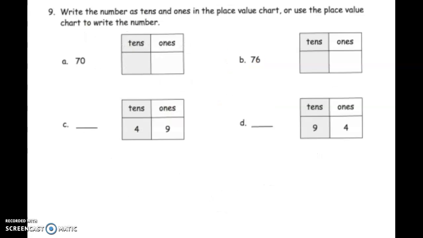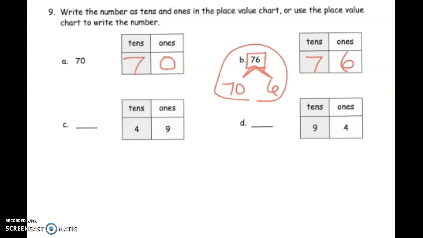So we're just removing the scaffolding. Now we don't have any pictures at all. Now we're just going from numbers into the place value chart, and then from the place value chart into the number. So if we have the number 70, that means we have 7 tens and no ones. If we have the number 76, what do we have? We have 7 tens and 6 ones. Now, remind your students, what does that mean? 76. Well, that means you have 70 plus 6, if you wanted to.